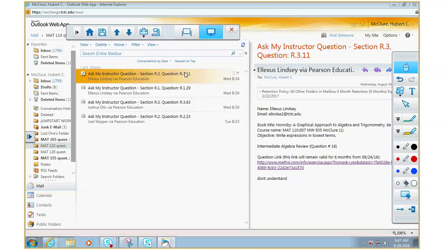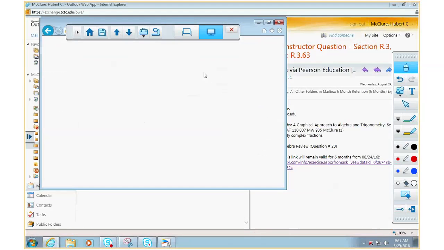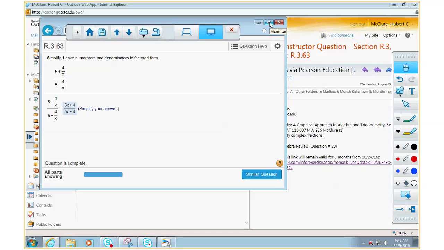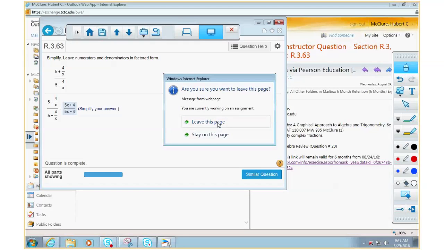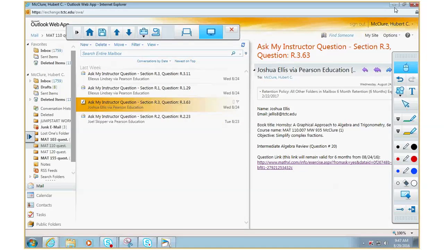That was R3. This is R363. Oh yeah, we did this one the other day, didn't we? Okay. So that takes care of the homework questions. Anybody got any other homework questions? All right, then let's see what we got in the class to do today.